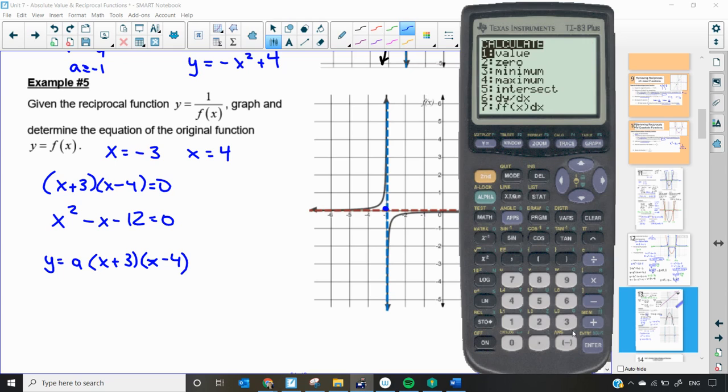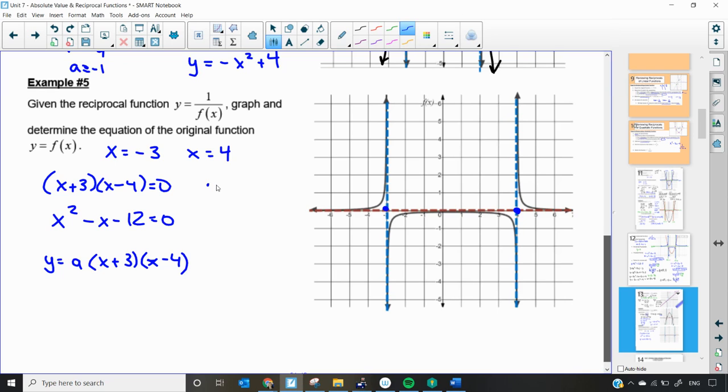So second calc, minimum, go a little bit to the left of the minimum, a little bit to the right of the minimum, enter. And we have our minimum happening at 0.5 and negative 12.25. So our vertex, we did second calc and then minimum, was happening at (0.5, -12.25). So that's what we could plot as our minimum value.